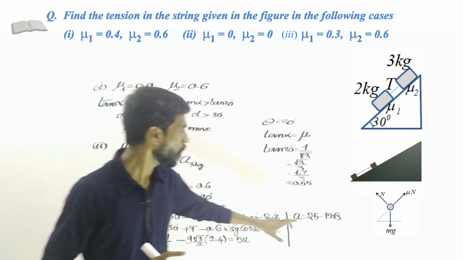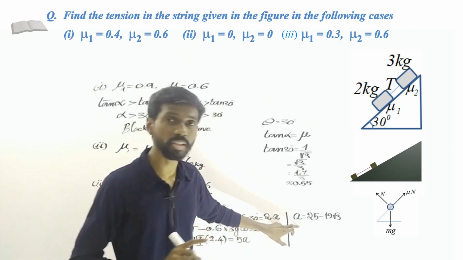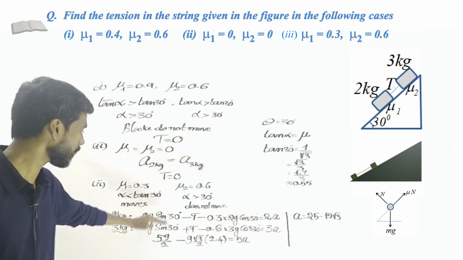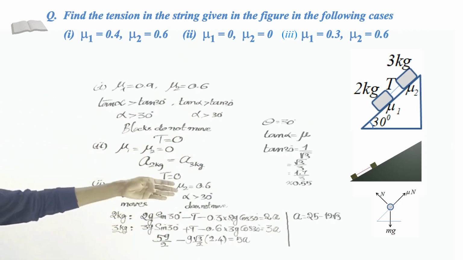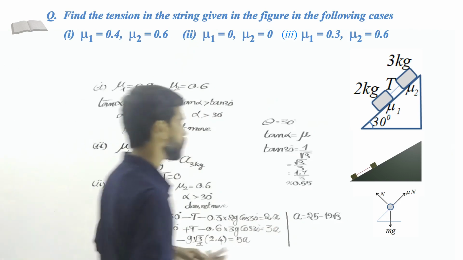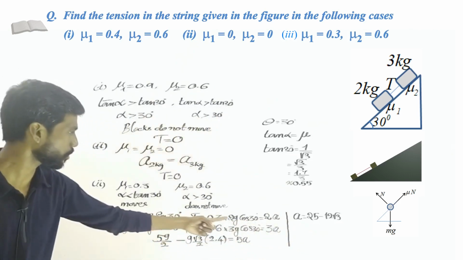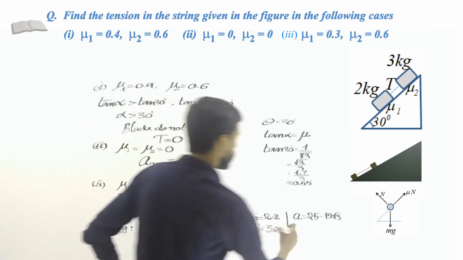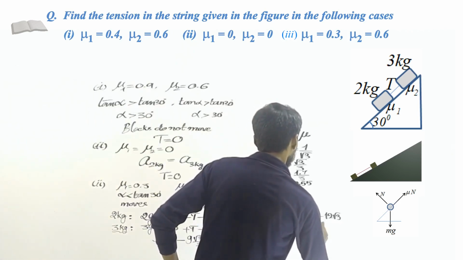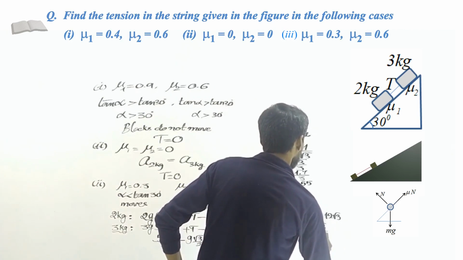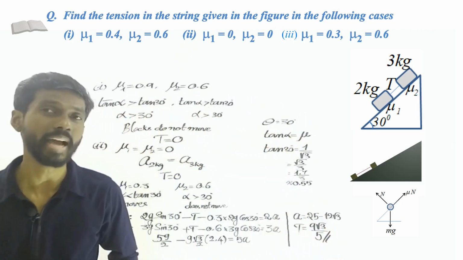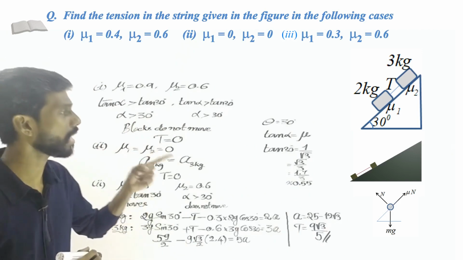Understand that, right? So acceleration is found, but we need the tension. So substitute this acceleration in one of these equations, either here or here, and we'll get our required answer. I'm not doing the calculation, so I'm writing the answer directly, but it's just substitution. You will get our required tension, that is 9 root 3 divided by 5. That is the required tension in the last case.